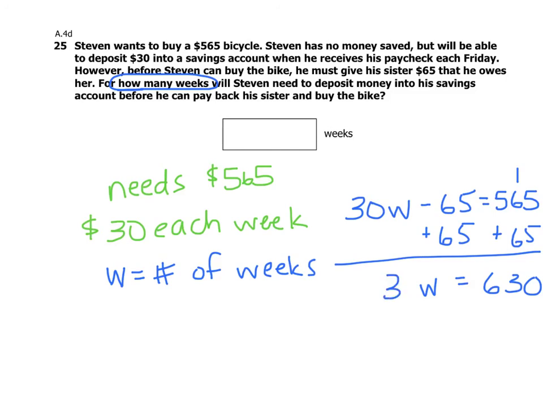No editing for me today. Caught my mistake, which, of course, famous last words. I'm sure I'll have to edit something else. All right, so anyway, I was trying to explain that we're adding that because he really needs to save $630 because his sister wants her money.